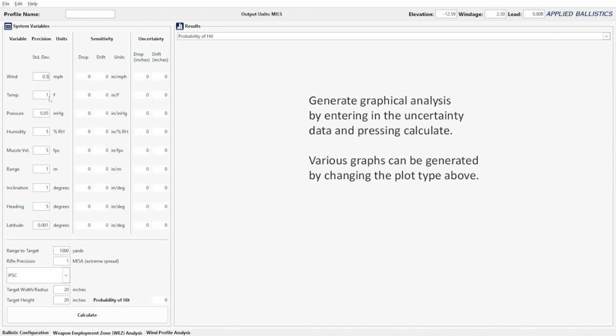Temperature is plus or minus 1 degree Fahrenheit, which again is quite likely. Pressure is plus or minus 0.05, and humidity plus or minus 5%. Those are likely to fluctuate throughout the day, and they're not going to make a massive difference. Then we've got muzzle velocity. This is a big one.